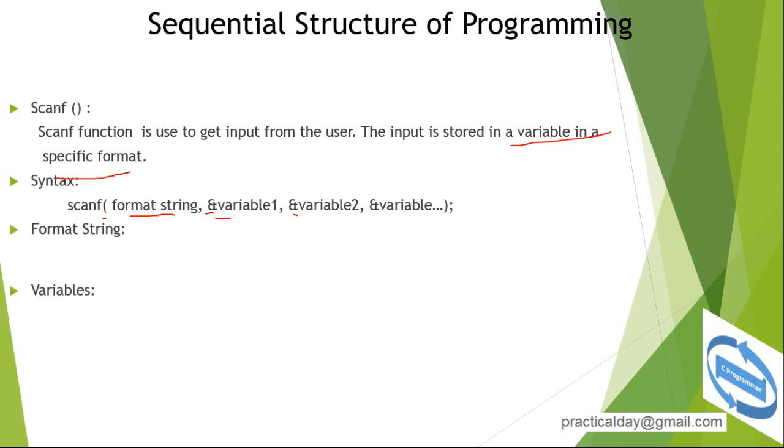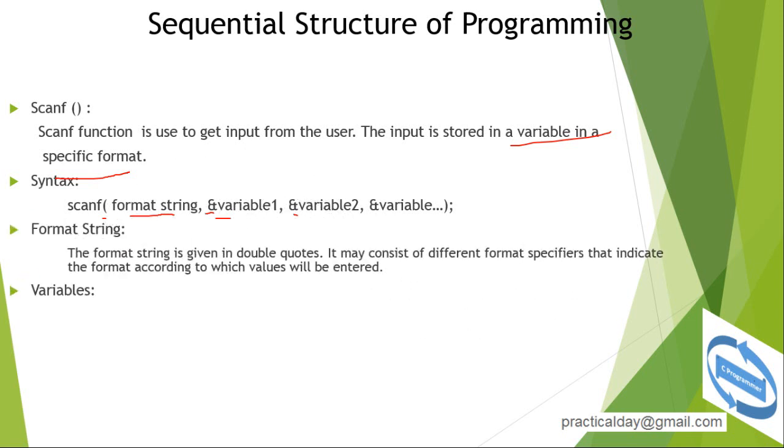And the format string is given in double quotes. Anything enclosed in double inverted commas is known as a string. It consists of different format specifiers that indicate the format according to which the value is entered. It informs the compiler how to store the value in which variable; an integer is stored with the integer format specifier.